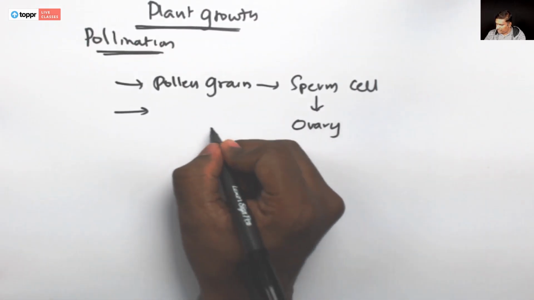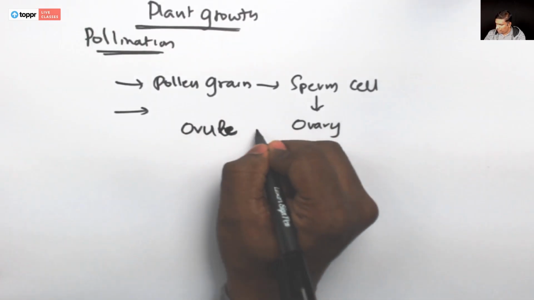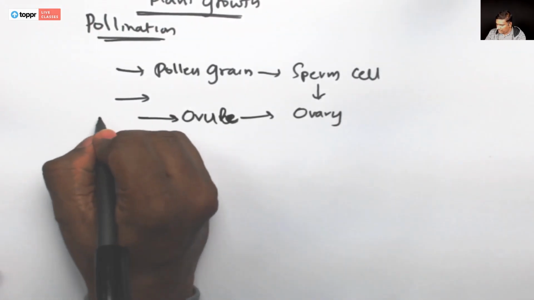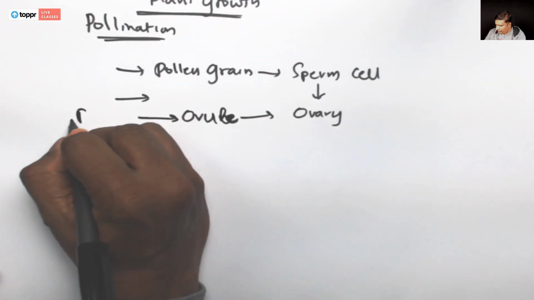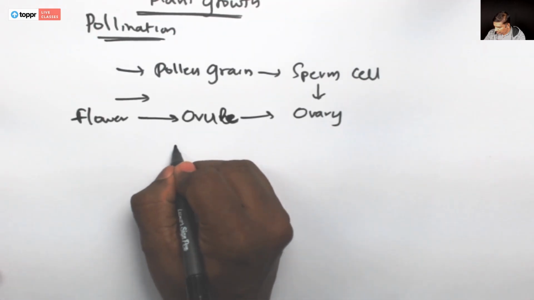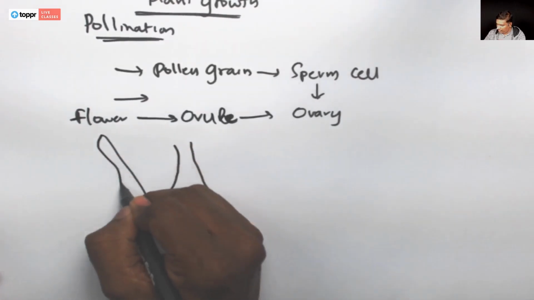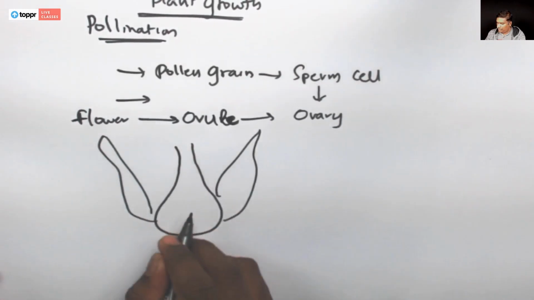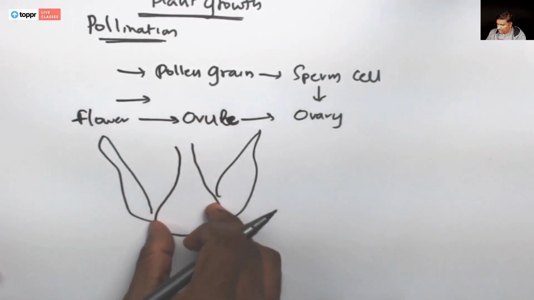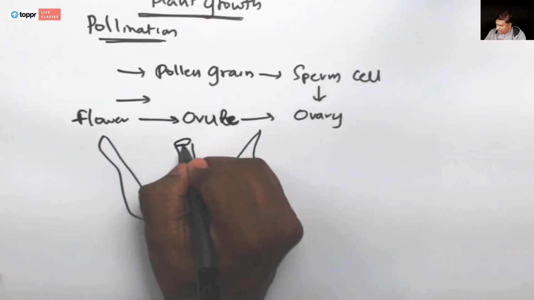And where is this ovary present? The ovary is actually present in the ovule. Now where is this ovule present? The ovule is actually present in the flower, especially the base of the flower, so this is where your ovary is actually present. Okay, now what will happen? So this is your stigma.